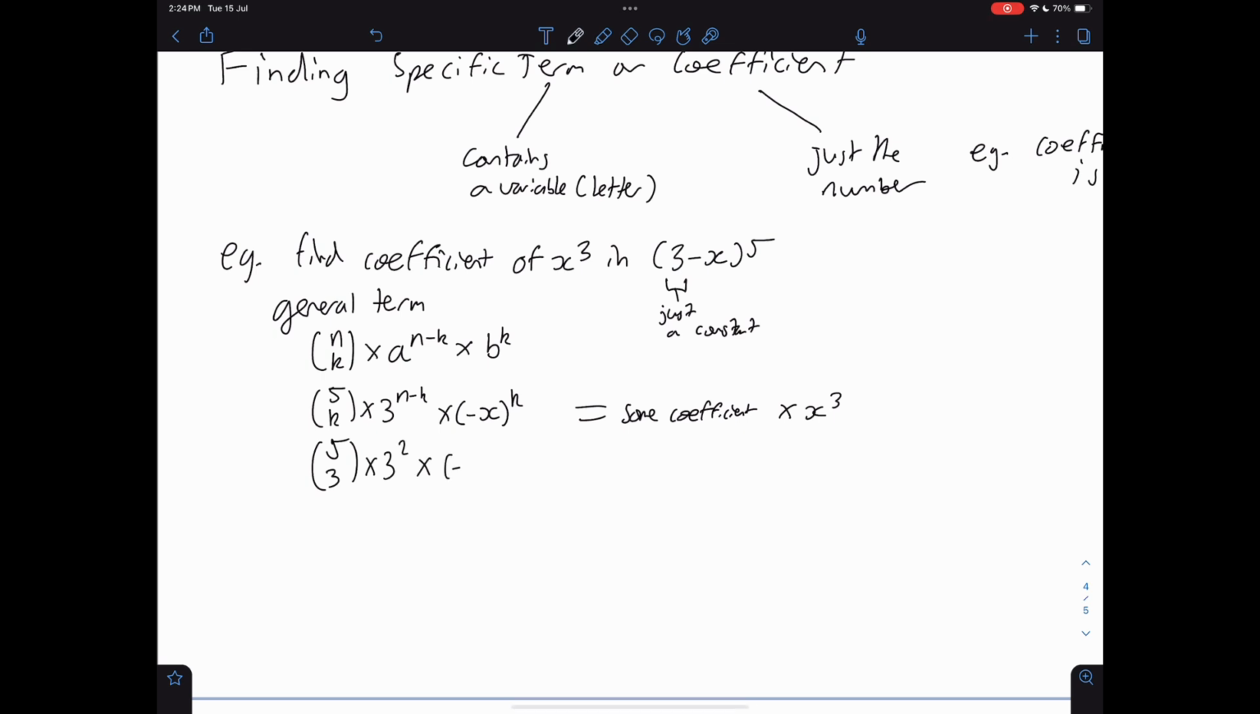So then we'll do n minus k, which is going to be 2, times minus x to the power of 3. And this is going to give us 5 choose 3, I believe is 10. And if we multiply that by 3 squared, and then by minus x cubed, we get negative 90x cubed, which means our coefficient will be minus 90. Minus 90x cubed is the term, but it asks for the coefficient.